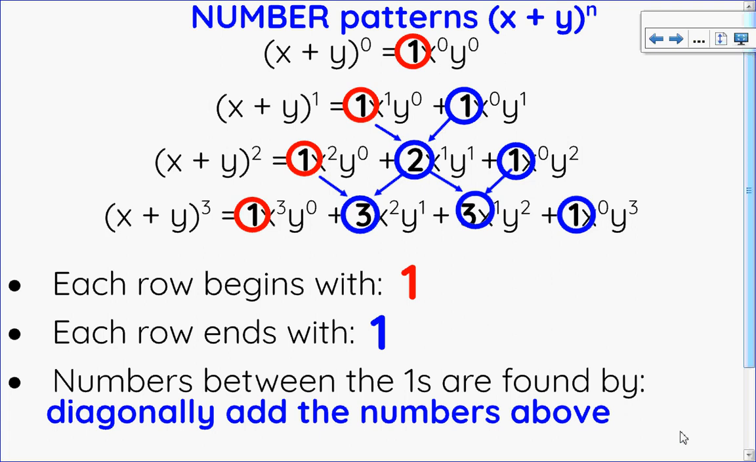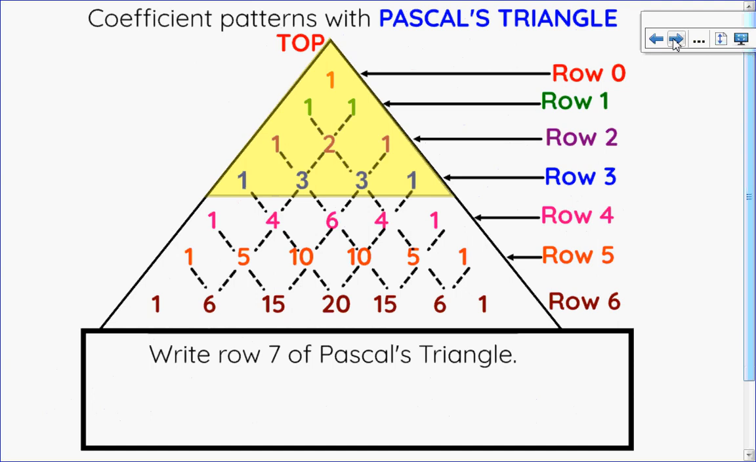So what I want to look at is, how do I come up with this number pattern without listing out all the expansions? If I were to take these numbers here, they would form the top part of Pascal's triangle. Now Pascal's triangle has that same rule. For every row, you start and end with 1, and you diagonally add the numbers above.